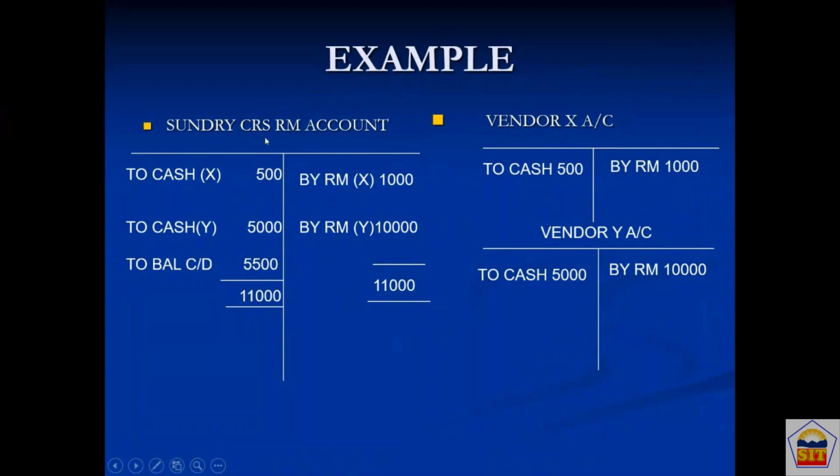So here you can see under the reconciliation account, the system has captured the total purchase from vendor X and the total purchase from vendor Y. So it is 11,000. The total payment we have made to both X and Y is 5500, and 5500 is the balance amount. So this is the use of the reconciliation account.